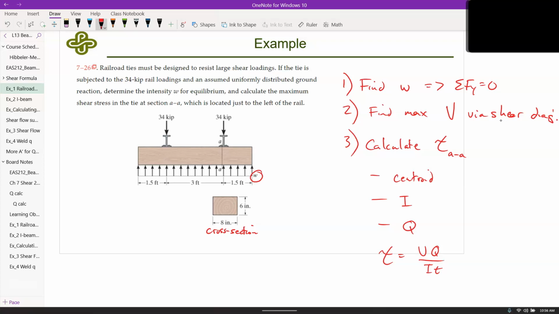Where's the centroid at? Yeah, so for shapes like this, via inspection, it's just a rectangle, so it's just going to be right in the middle. That's where your centroid is. And what's our equation for moment of inertia of a rectangle? H cubed over 12.